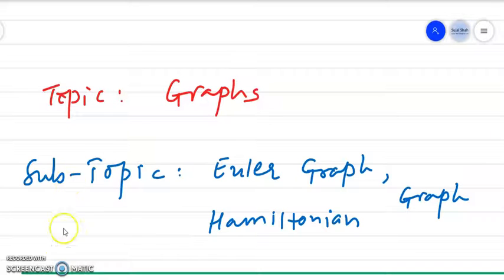Our today's topic is graphs. We'll study Euler graph and Hamiltonian graph.